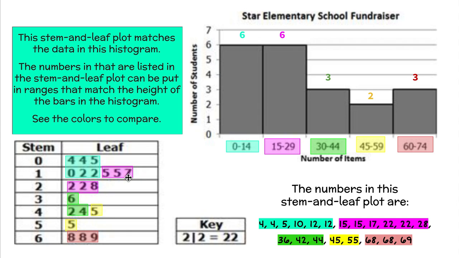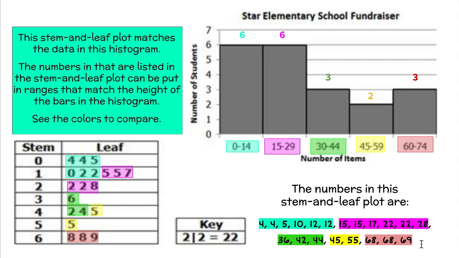Then we have our next row where the stem is 1 and the first leaf is 0. So we write that as 1, 0, or 10. Then I have a stem of 1 and a leaf of 2, so we write it as 1, 2, or just 12. So you continue this process to get all of the numbers listed, and as you can see, I wrote them down in the bottom right corner of our slide.